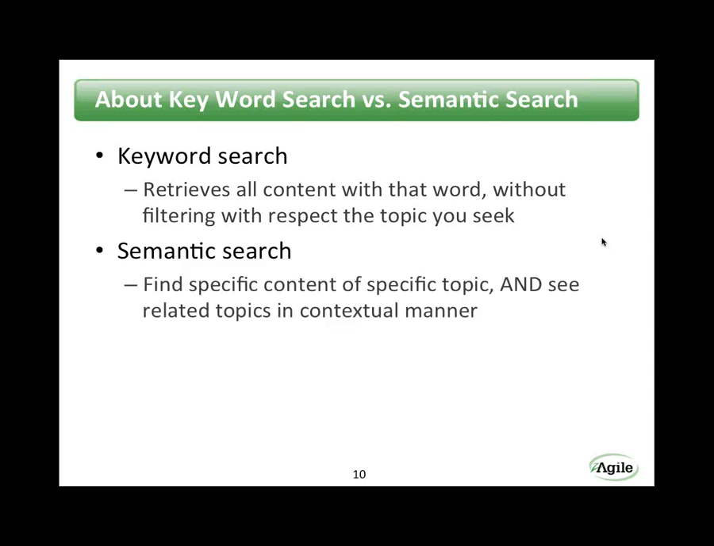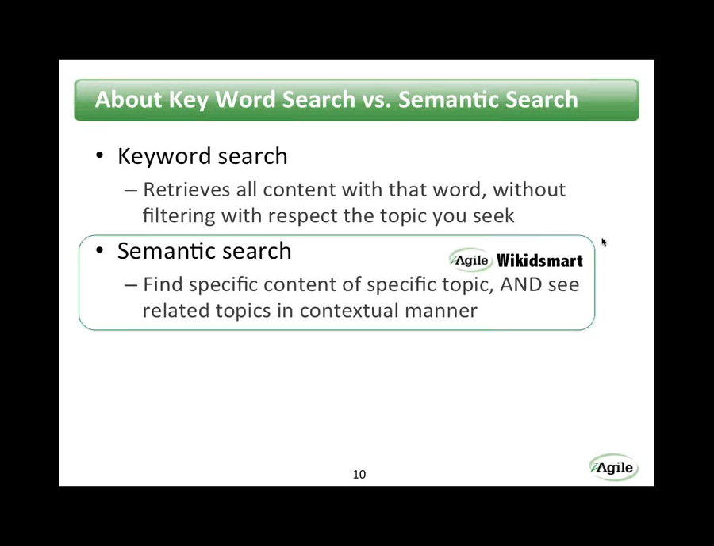And when you do a semantic search, that's exactly what you're doing. You can think of it as a more advanced or sophisticated search like you see in some search systems out there. And in fact, Google has recently announced that it's moving to a semantic search approach using some of the same approaches that Zagile is doing for the enterprise. And what that allows you to do is find specific content and also see related topics so that you can surf the information landscape with respect to what you're looking for. And so that's what the Wikidsmart platform does again.